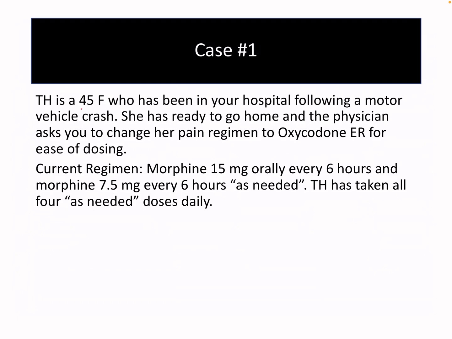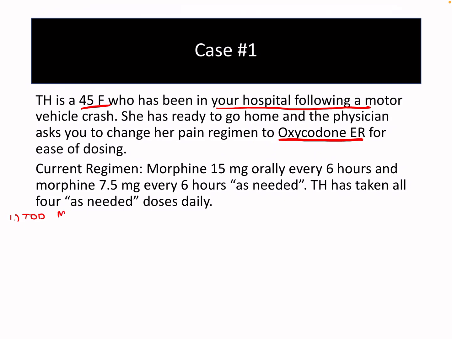So this is a 45-year-old female who's been in your hospital following a motor vehicle crash. She's ready to go home, and they want to put her on oxycodone ER for ease of dosing. So as mentioned before, first thing we want to do is calculate the total daily dose. So for this patient, the total daily dose is going to be a combination of these morphines from different sources.